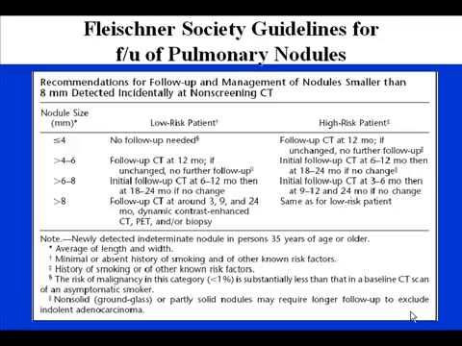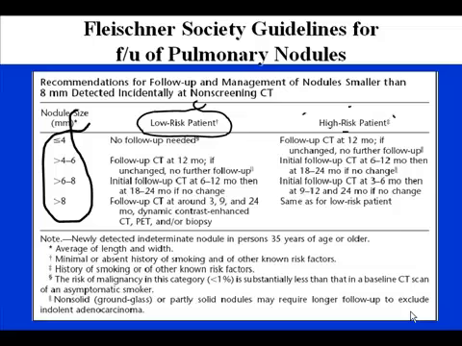These are divided into characteristics of overall size, less than 4 millimeters up to greater than 8 millimeters, and also risk. A low-risk patient would have minimal or absent history of smoking and no other known risk factors for lung carcinoma. A high-risk patient would be one who has a history of recent or significant smoking and or any other risk factors for lung carcinoma.